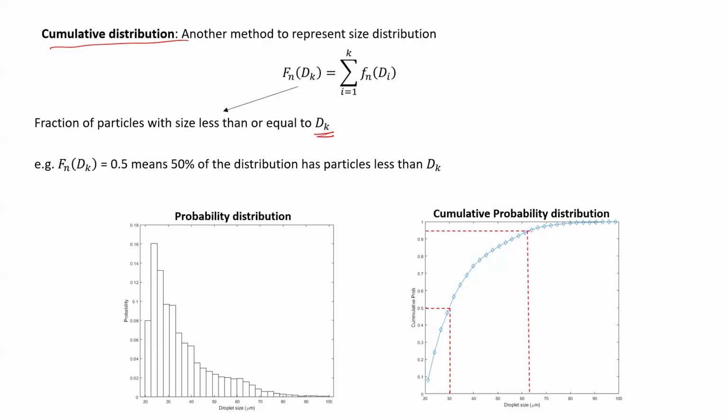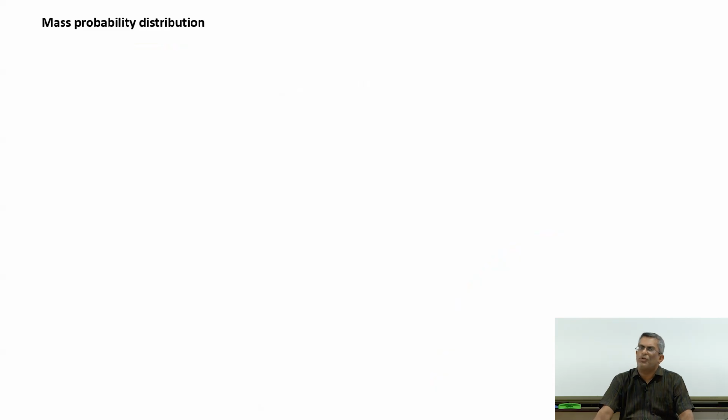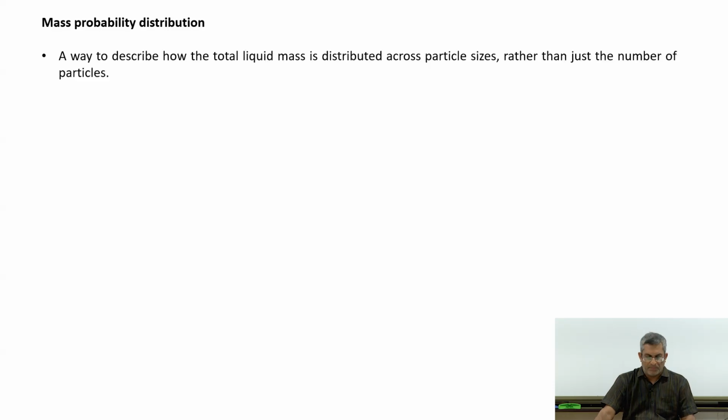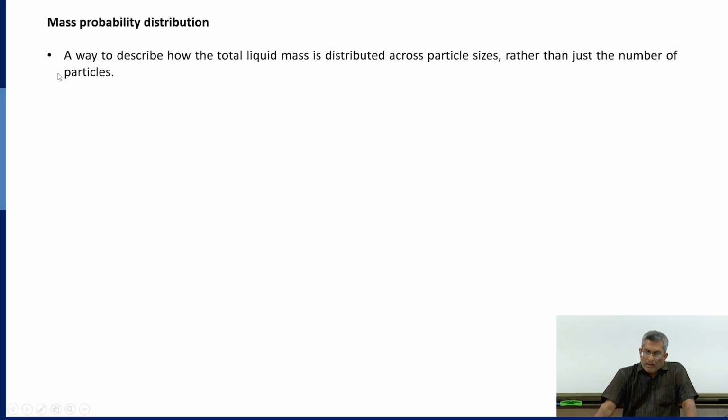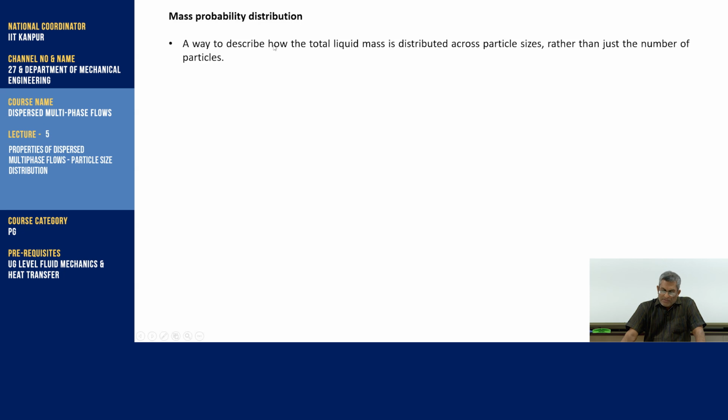Next, we will see mass probability distribution. So till now we have been calculating the probability by considering the number of particles, but we can also consider the mass of particles. What does it mean? This is a way to describe how the liquid mass is distributed across the particle size rather than only the number.